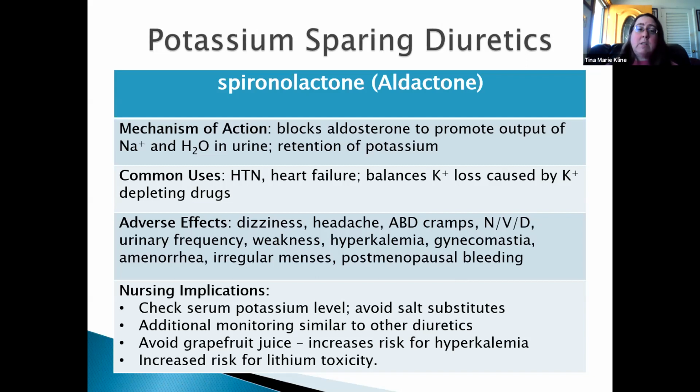Otherwise, they're very similar to diuretics. It's going to make your patient pee a little bit more. But again, the big key piece is going to be that potassium.